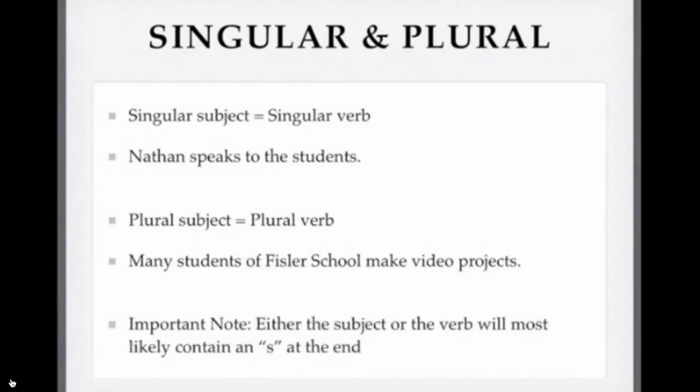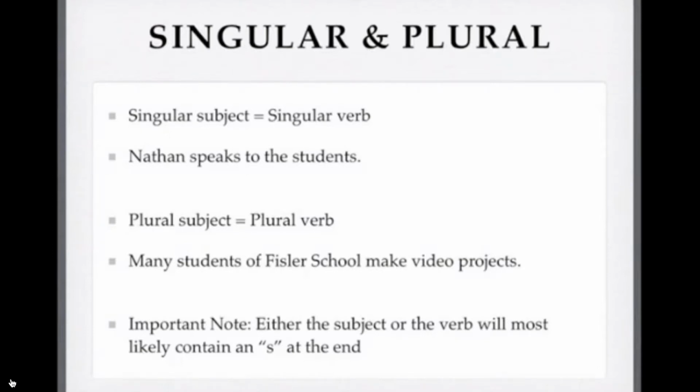Now, you'll notice in both of these example sentences that either the subject or the verb will contain an S at the end. This is a good trick to remember. To check if you have a verb that matches the subject, take a look. Let's start with the first example, Nathan. Nathan is singular because it does not have an S at the end. But if I check my verb, I know this is singular because it has an S at the end. Together, Nathan and speaks have only one S at the end.